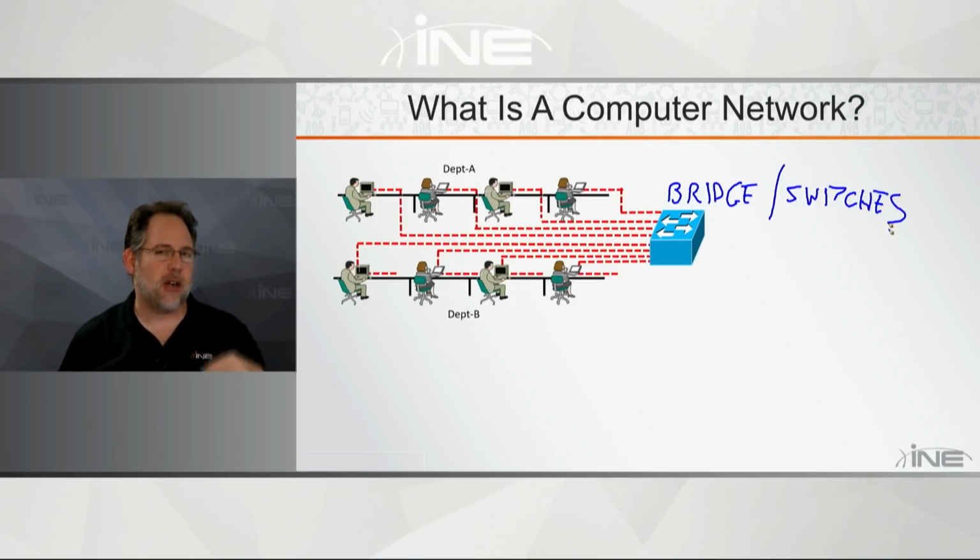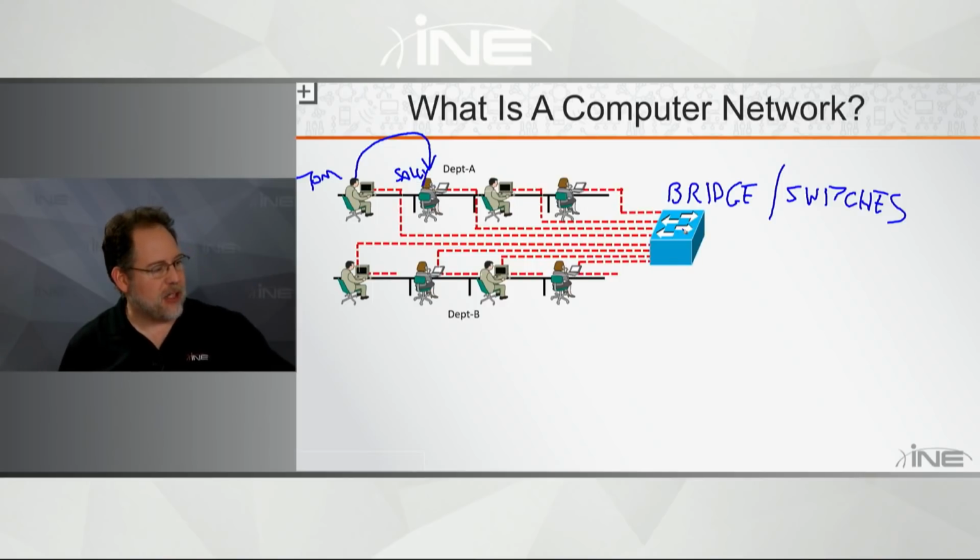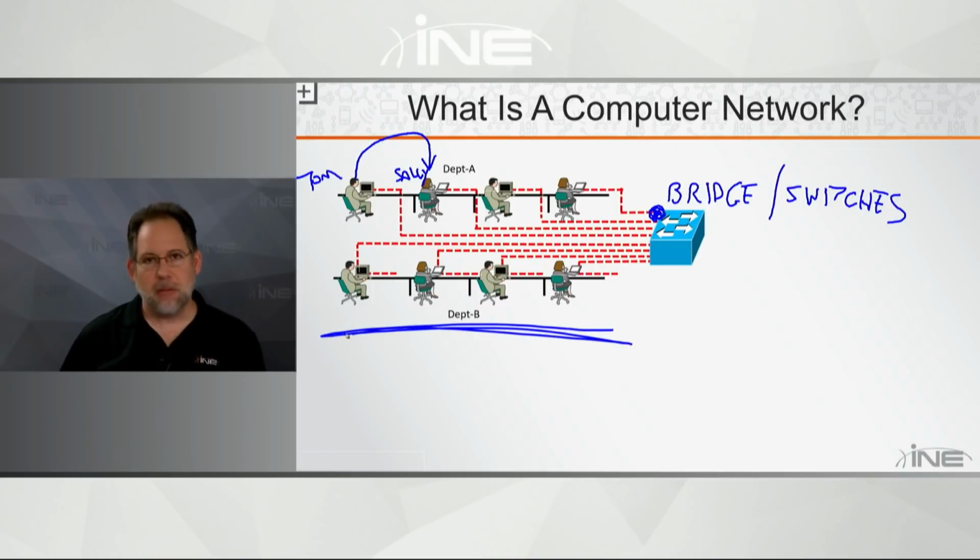So bridges and switches are a little bit more intelligent than hubs in that if Tom here is sending something to Sally, let's say that's Tom right there and this is Sally right here. Well, if that device right there was a hub, not only would everybody on the top wire see that information exchange, everybody on the bottom wire would also see it. But if we have a bridge or a switch here, it's smart enough to know, oh, this conversation between Tom and Sally, which came in on some port right here, some interface, doesn't need to be seen by these people. They don't need to see it.